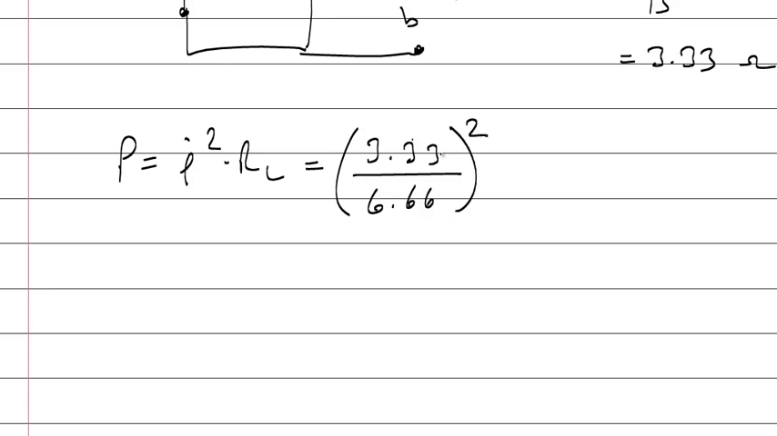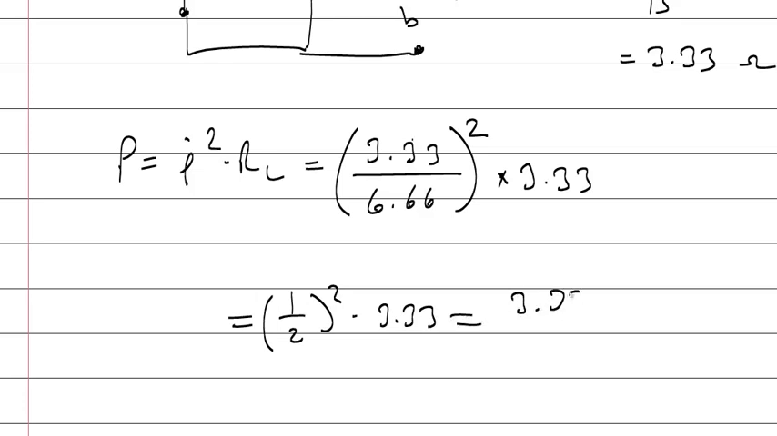I squared, that's I, the current: voltage divided by resistance, times the resistance. Which is equal to 1 over 2 squared times 3.33, which is 3.33 divided by 4 watts.